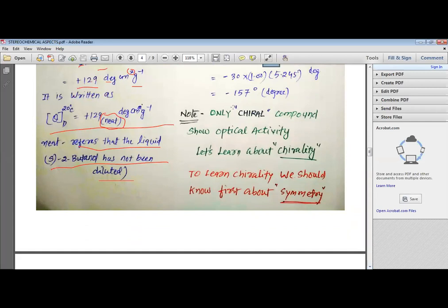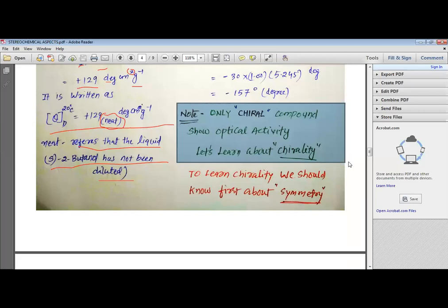At last we have studied a very important notation, that optical activity is understood by this experiment or by this method. But basically, without doing such an experiment, if we want to know about the optical activity, how can we know this? For knowing that, we should know that only chiral compounds show optical activity. We are not aware of this word chiral, so first we should know what chiral means. Let us try to study this word chiral.